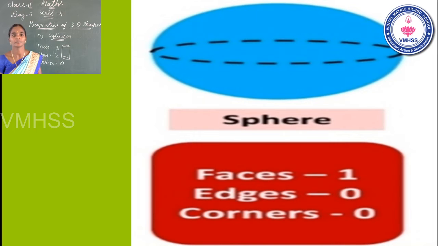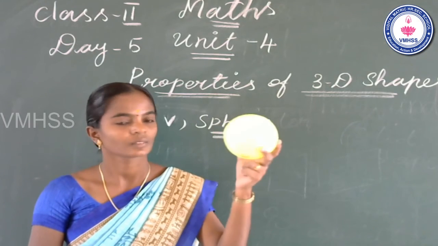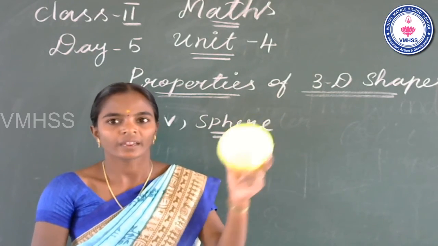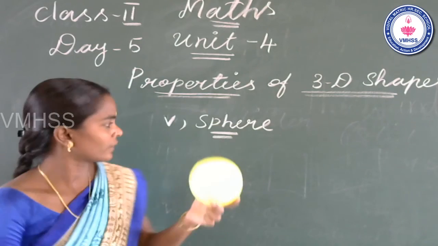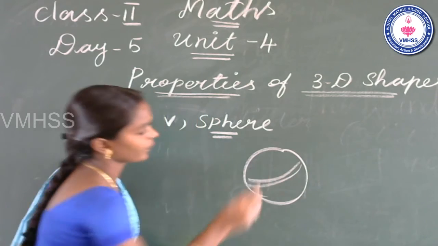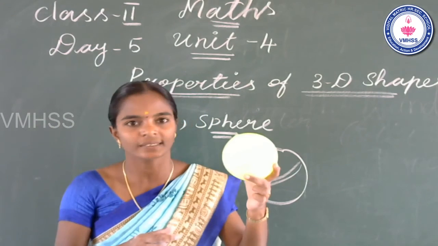What is the shape? Sphere. Okay. Students, listen here. What is the shape? Sphere. So this shape is sphere. First we will draw the sphere shape. Children, first we will count the faces.